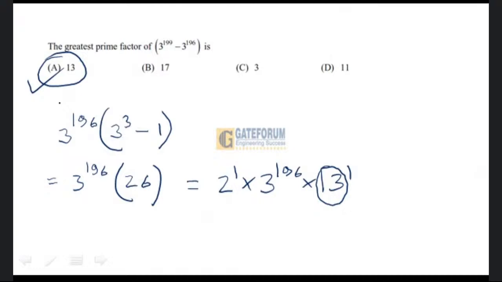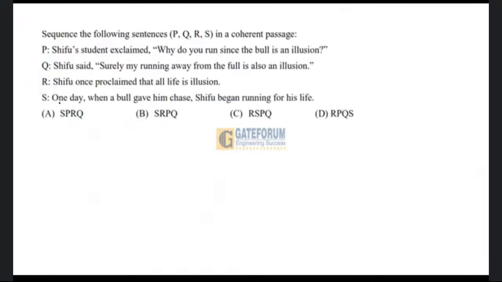Let us move on to the next one. This is from verbal ability. Sequence the following sentences named P, Q, R, and S in a coherent passage. Coherent means which has some meaning, proper meaning.